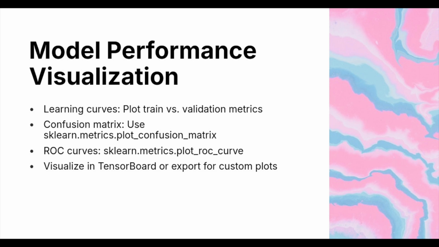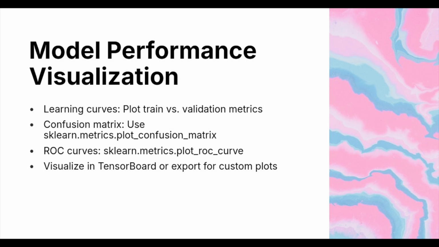So it's important to visualize your model performance. You want to plot the train versus the validation metrics. For the confusion matrix, it's useful to utilize sklearn or otherwise to use Seaborn to visualize that. ROC curves are also very useful to visualize and should be visualized whenever you're training a model.